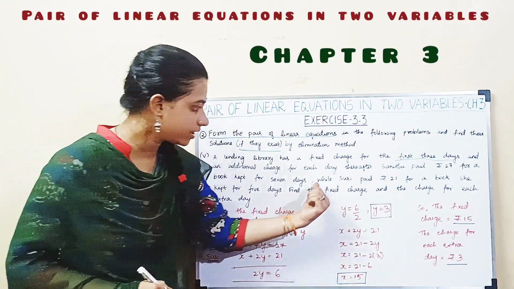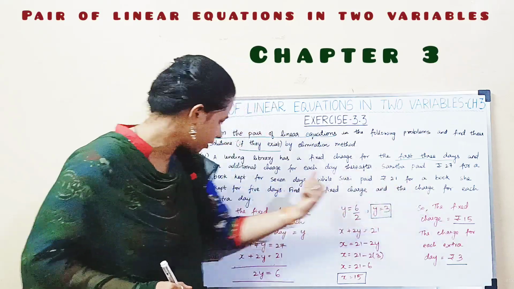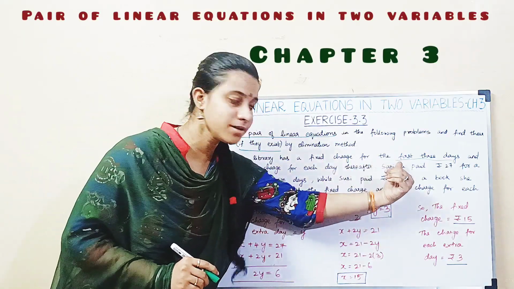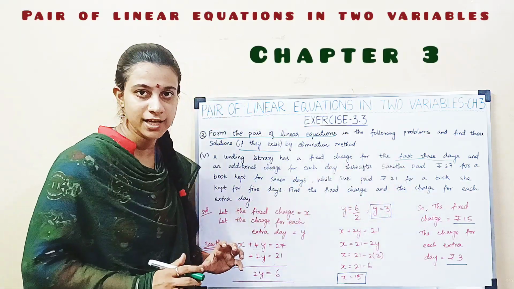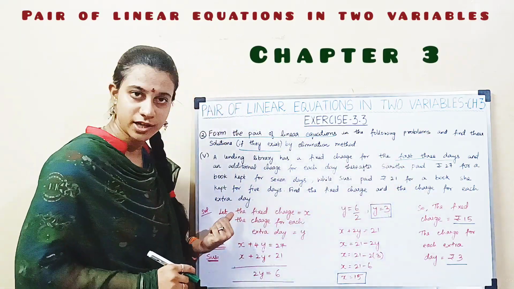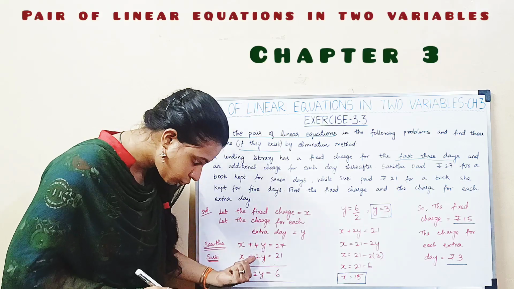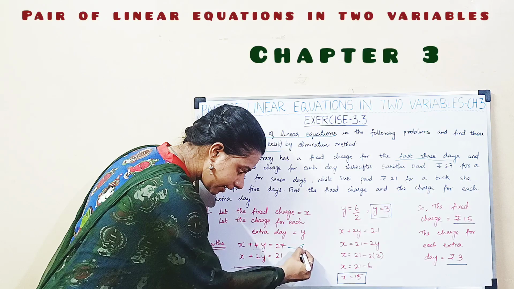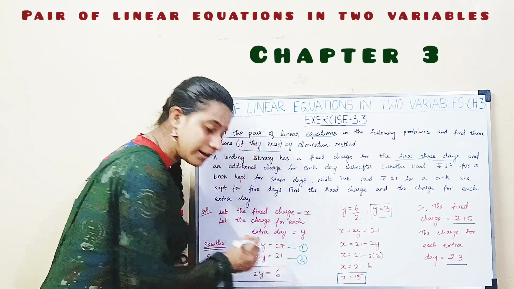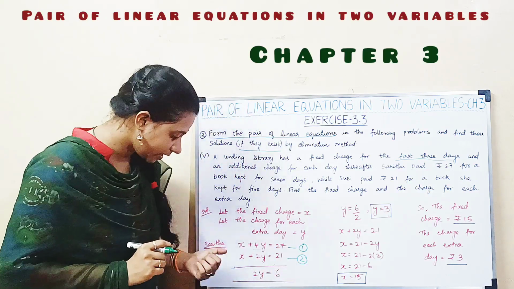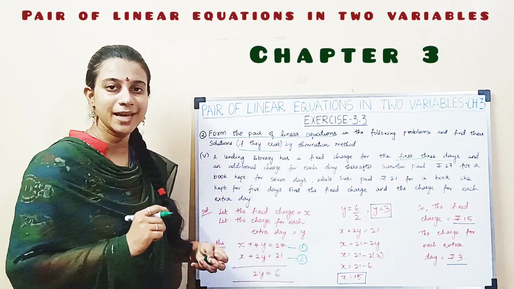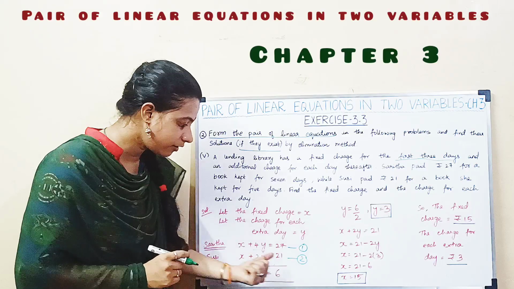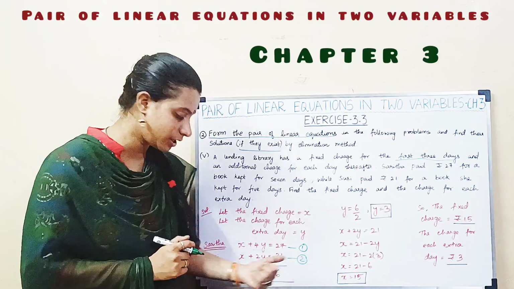And coming to the second condition, while Susie paid rupees 21 for a book she kept for 5 days. So the fixed charge includes the first 3 days. So for the remaining 2 days, we will add the charge for each extra day. So what we will get, x plus 2y is equal to 21. Here we will take these two equations as equation 1 and equation 2. Here, if we see the coefficients of the variables, x has the coefficient of same numerical value in both the equations and the sign is same. So what we will do, we will subtract equation 2 from equation 1.